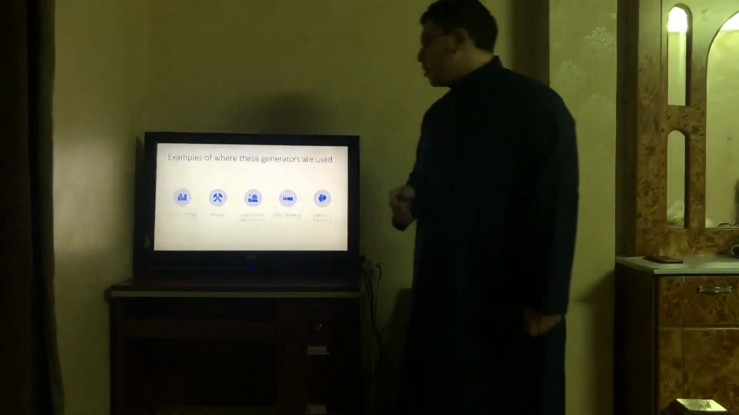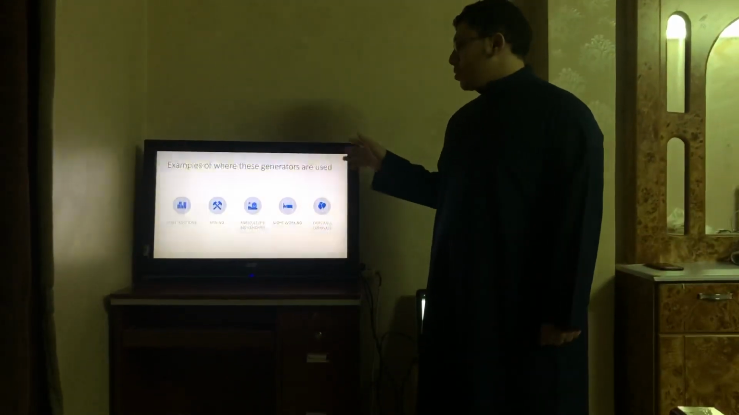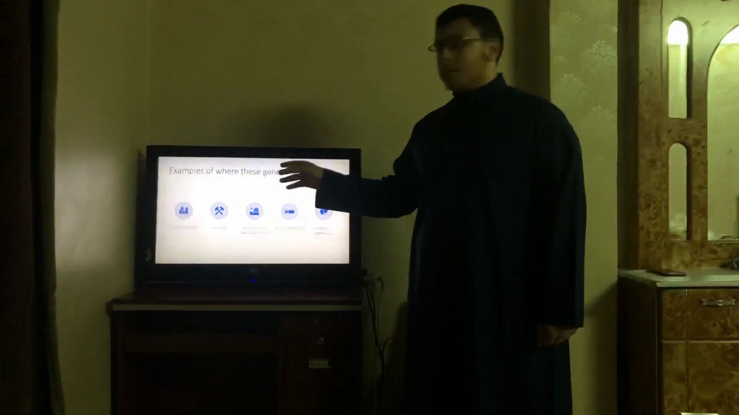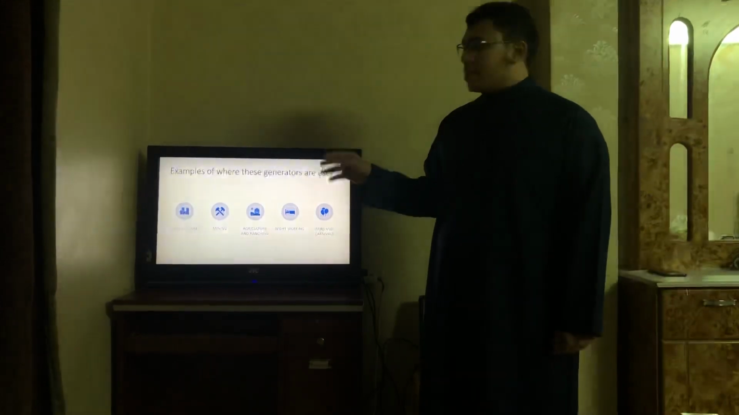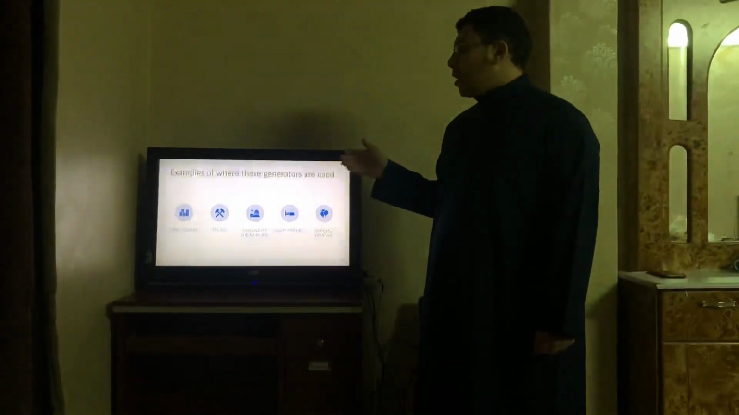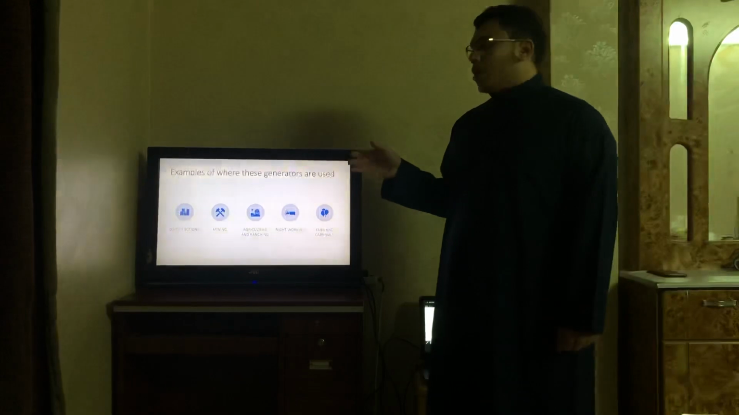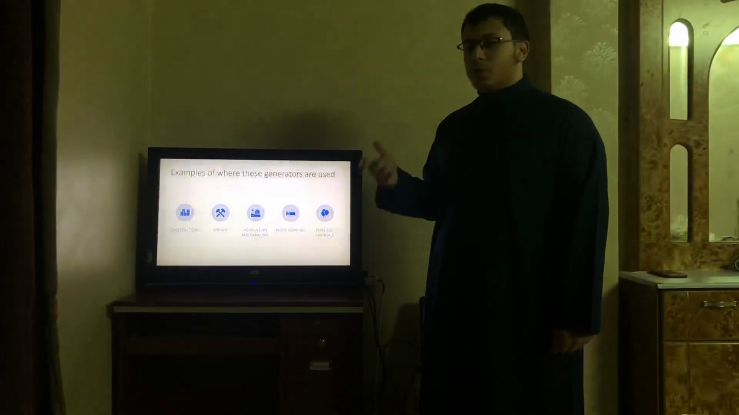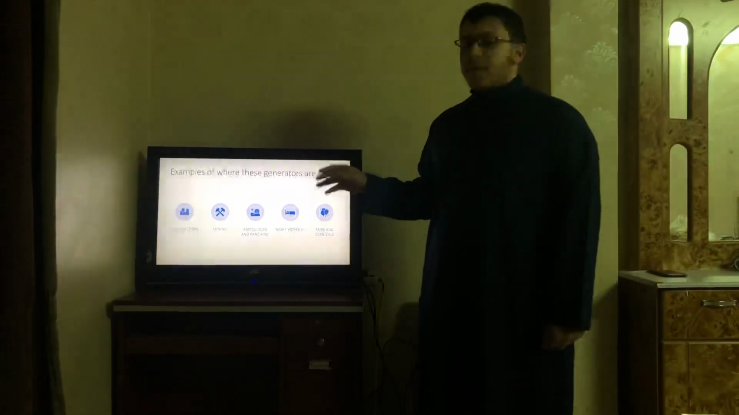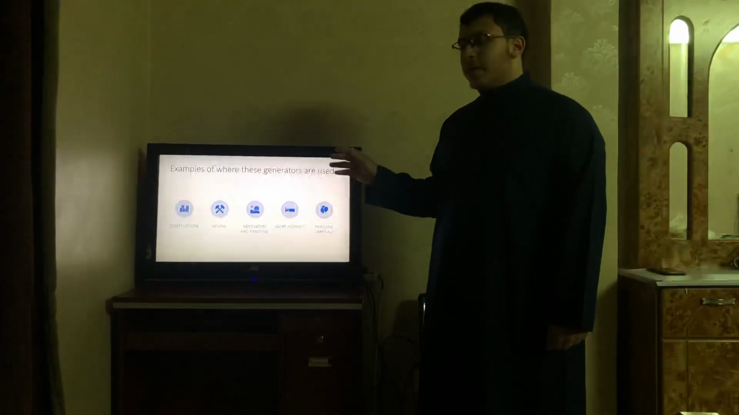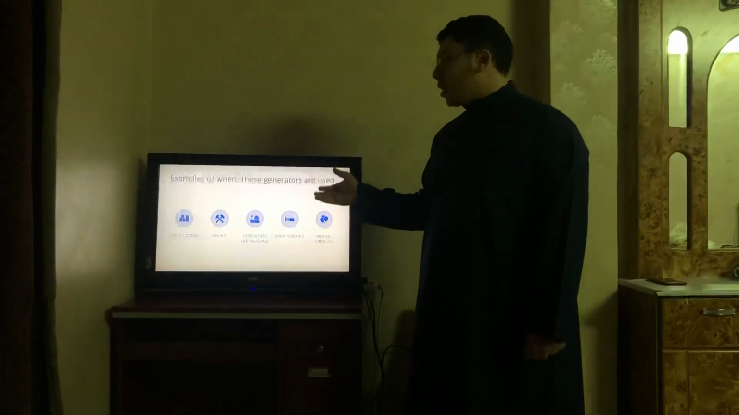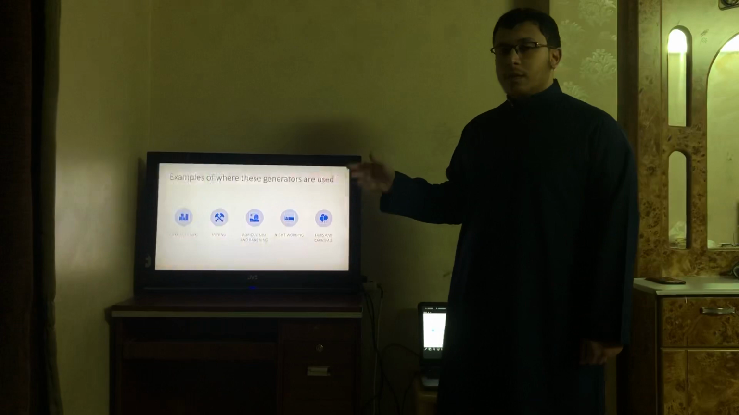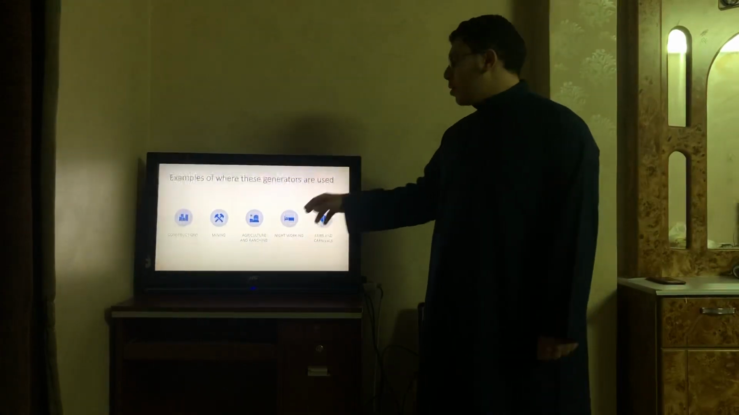Examples of where these generators are used. These generators are used in many fields, and the most important fields are, first, construction. Construction equipment such as drills, grinders, and water pumps must be provided with electricity in order to be able to use them. And miners work in places that are generally dark, so these generators are very important to them to help them see their way while they are working.